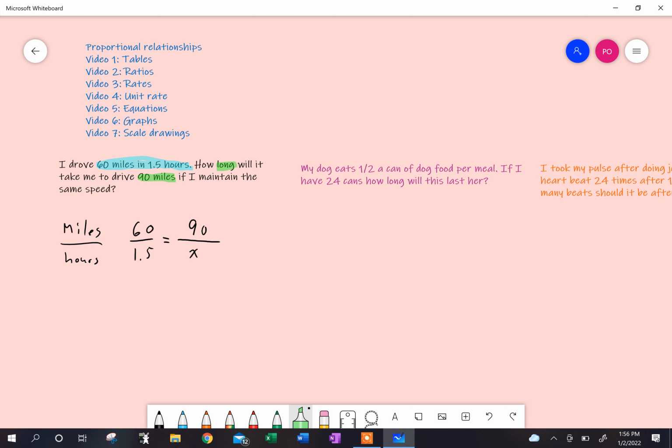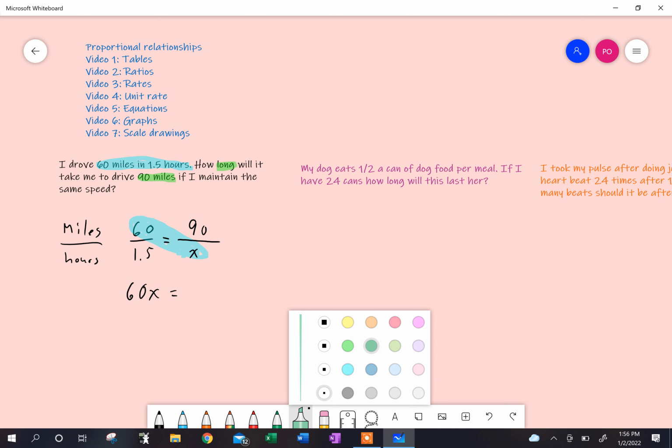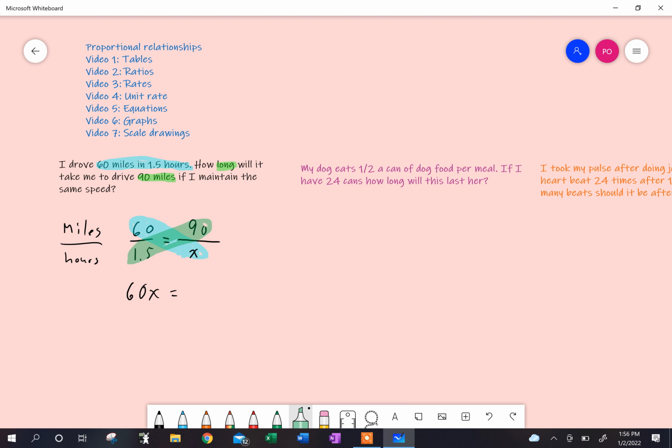Now here's where we're going to use our cross product, which I've been talking about constantly in my first 2 videos. So here we go. I'm going to multiply 60 times x. And when I do that, I get 60x equals, and then I'm going to do this over here, 90 times 1.5, which is 135, I believe. Yeah, it is. I am correct. Yeah, 135.